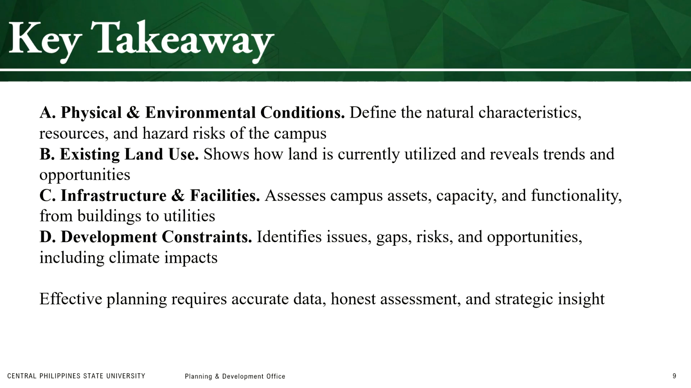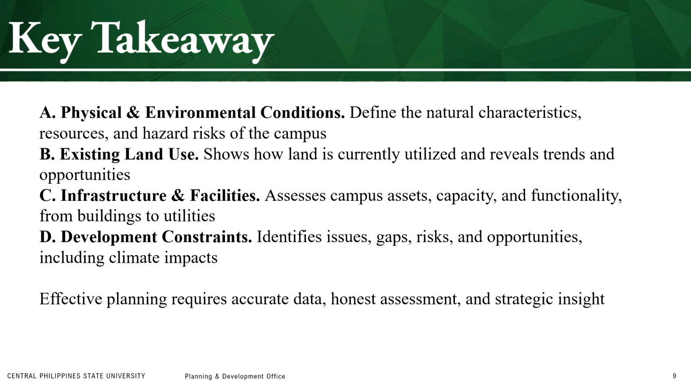Then, Group D, development constraints, challenges you to take an honest look at your situation. It identifies issues, gaps, and opportunities, and includes a SWOT analysis of your campus. It also examines the impact of climate and disasters, helping ensure that future plans are resilient and responsive. Part 3 will focus on your vision and future direction, where your campus is heading. And Part 4 provides the supporting evidence that validates your entire plan.